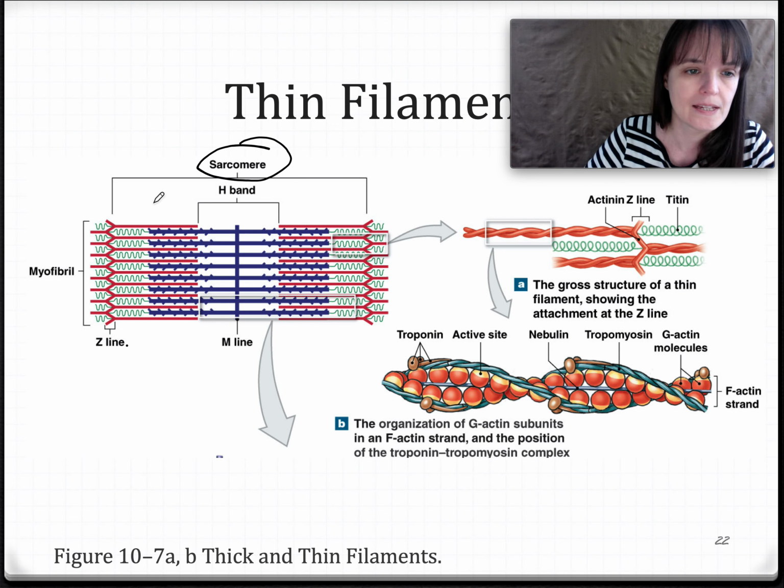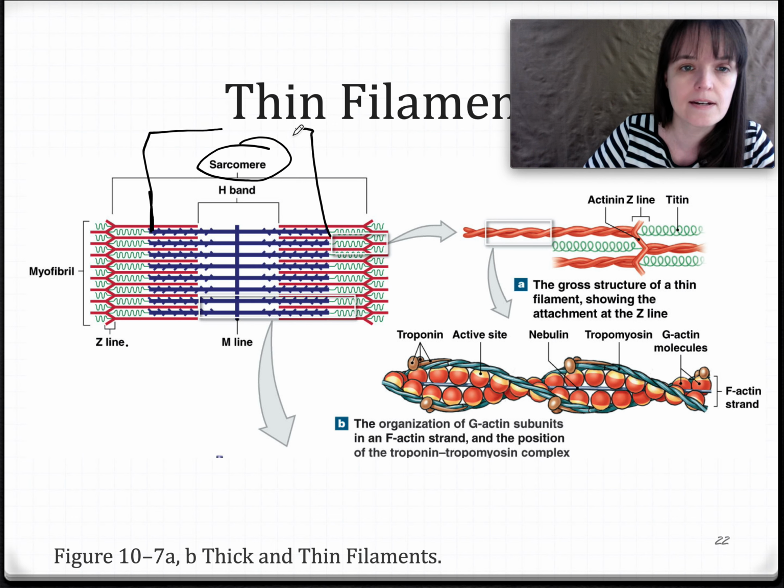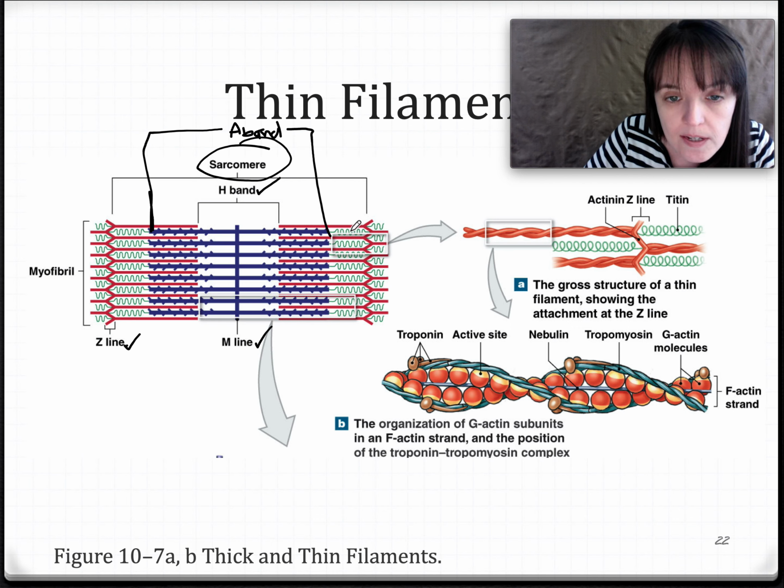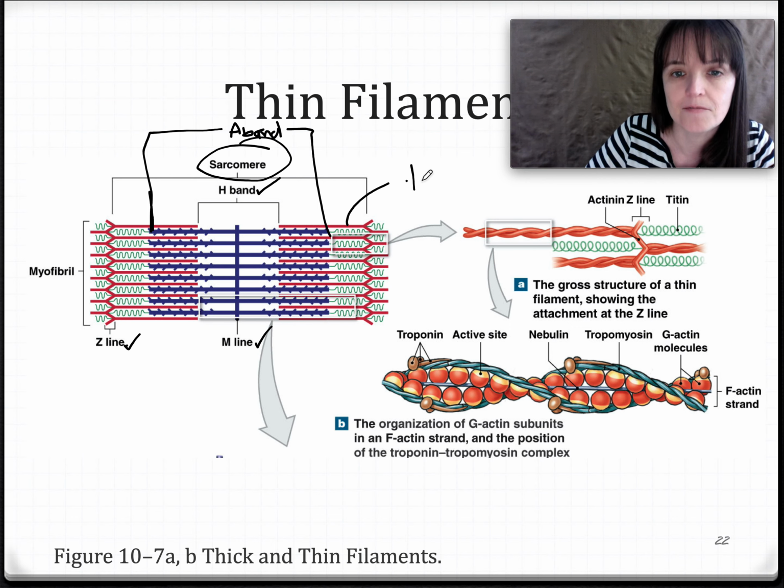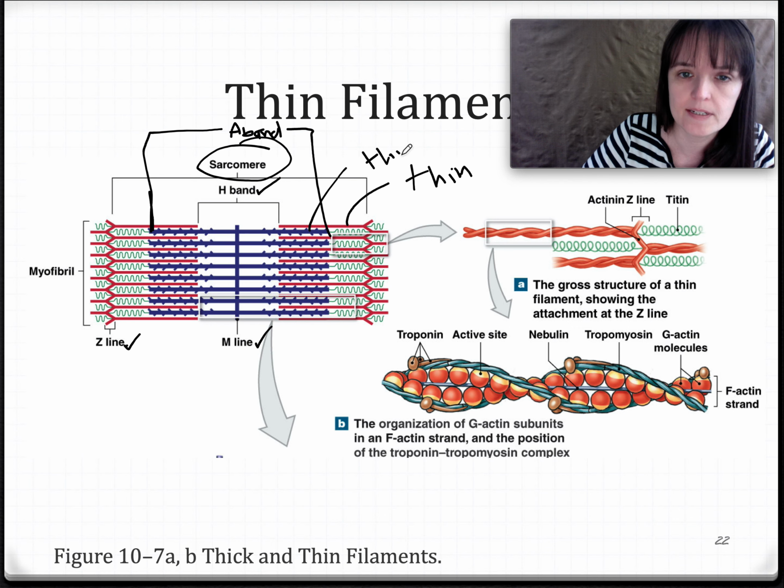sarcomere. The length of the thick filaments is an A band. Where there are only thick filaments, no thin filaments, is the H band. Line down the middle is the M line. We already did Z line, didn't we? What is the red line? Thin filament, and it's made mostly of actin. And then the blue line is the thick filament, and it's made of myosin.